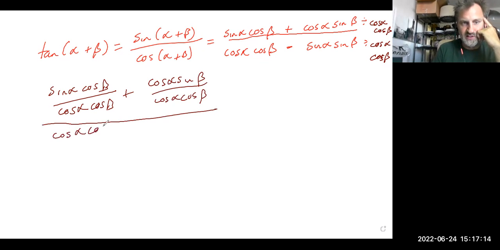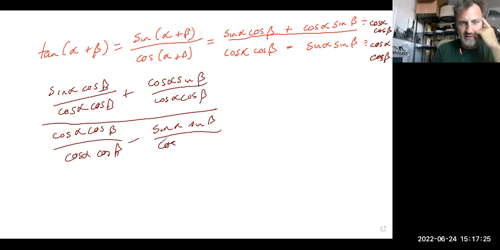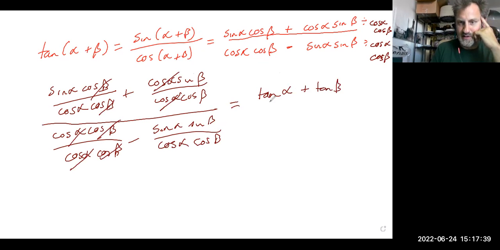Cosine alpha, cosine beta divided by cosine alpha, cosine beta, that's going to be 1, minus sine alpha, sine beta divided by cosine alpha, cosine beta. So it simplifies down to, let's cross some things out, tan alpha plus tan beta divided by 1 minus tan alpha, tan beta.